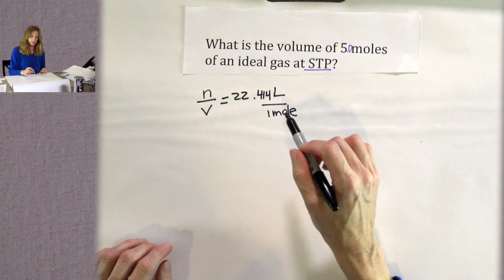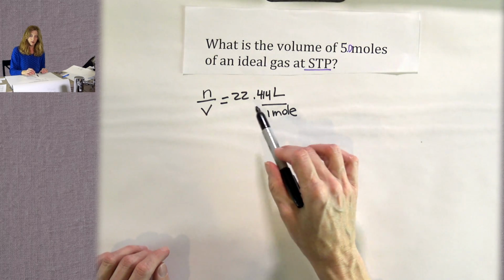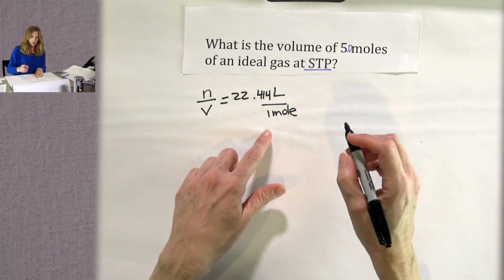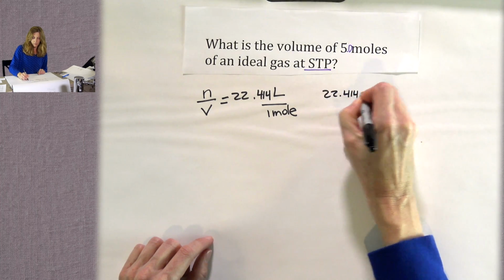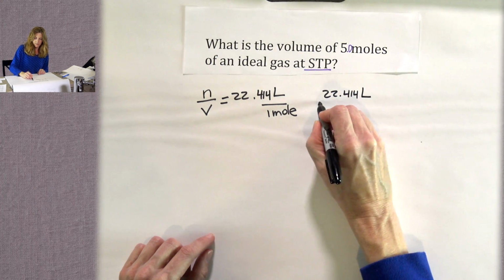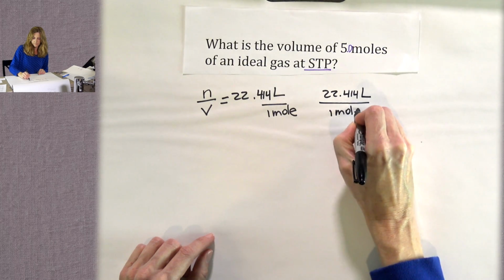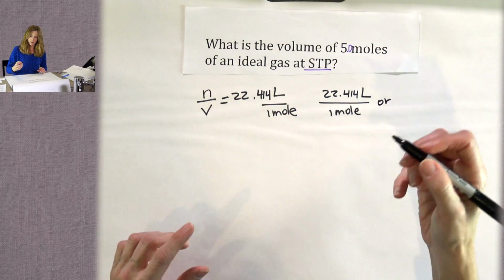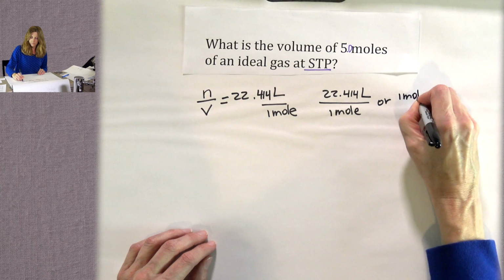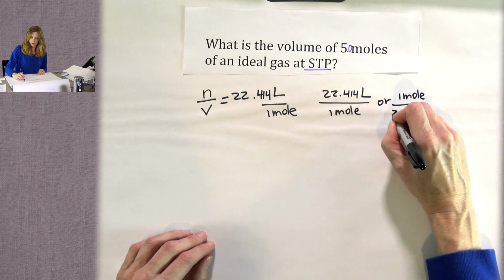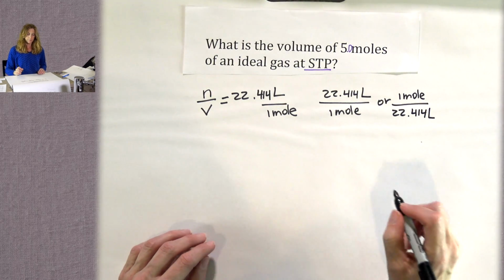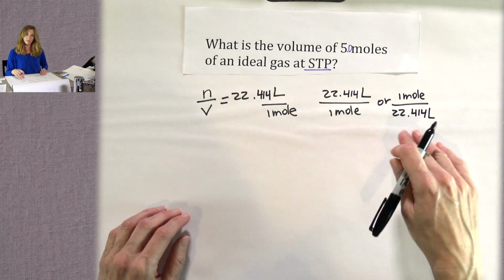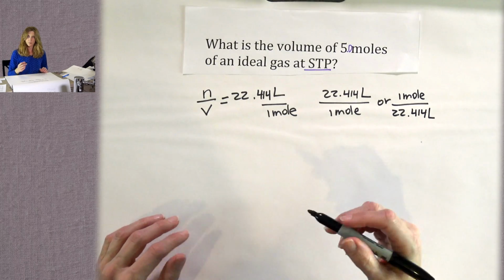So what we can do is use this number to make a conversion factor. We know that if we have 22.414 liters of gas, that will be 1 mole. Or we can write it the other way. 1 mole of an ideal gas will occupy 22.414 liters. So now we're going to use this conversion factor the same way we used conversion factors before.